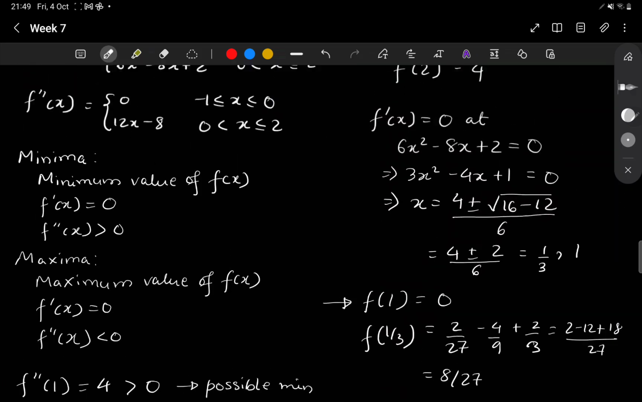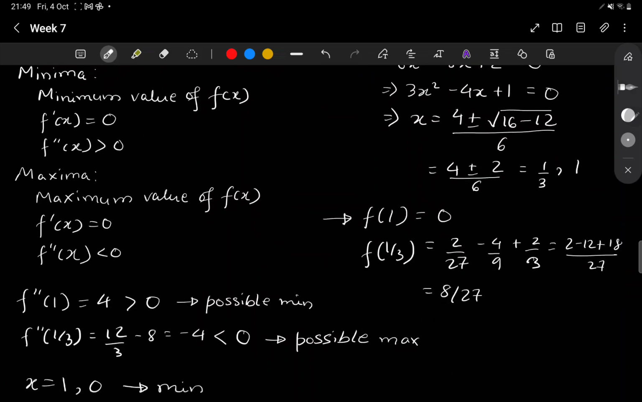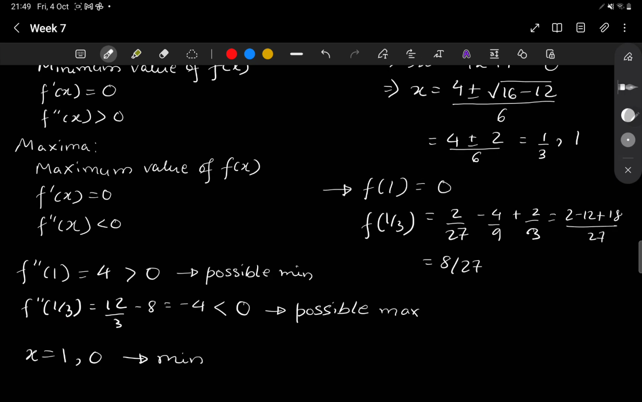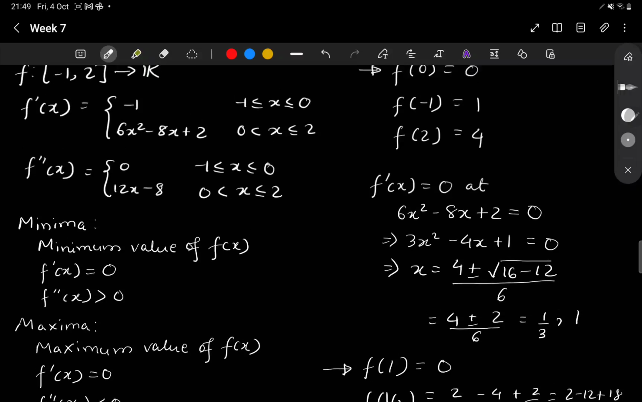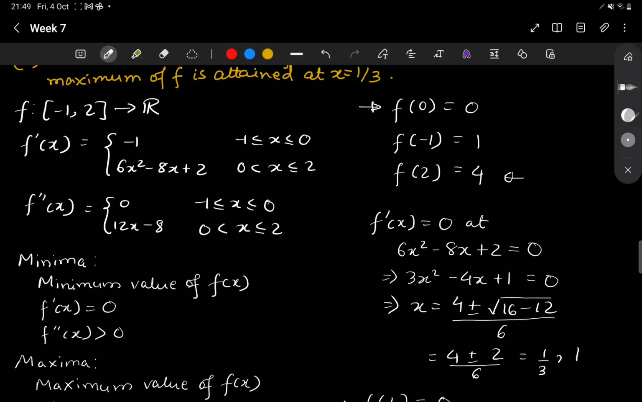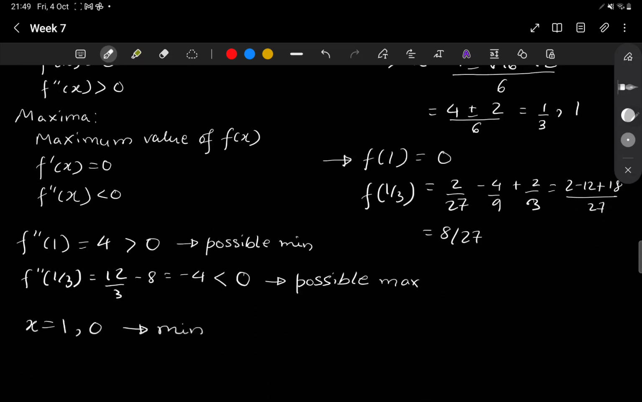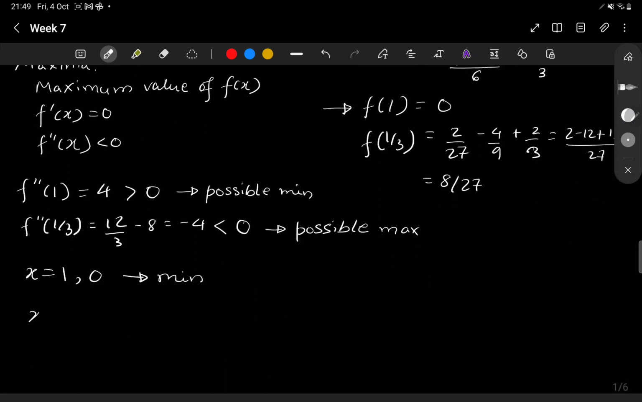And then the possible point for maxima was 1 by 3, and the value at 1 by 3 is 8 over 27, but this is less than the value at the end point at 2, which is 4. So x equals 2 is the global maximum, and x equals 1 over 3 is also a maxima, but it is a local maxima.